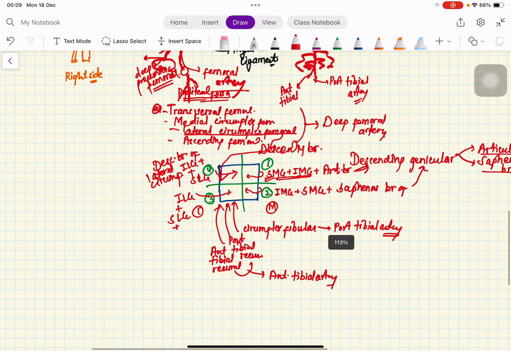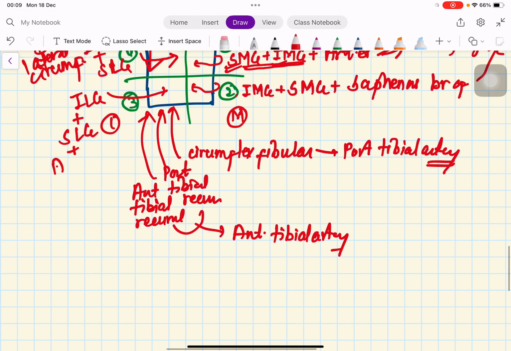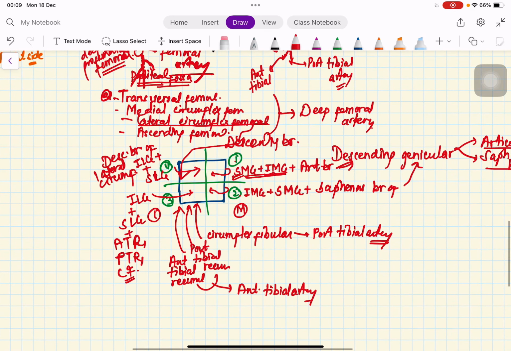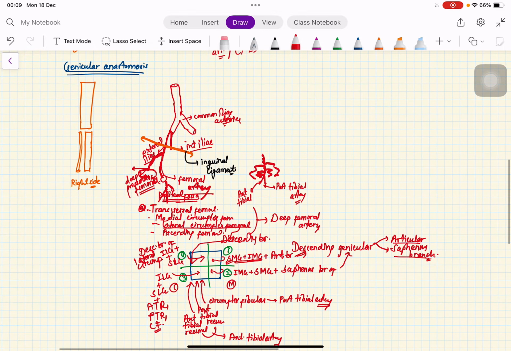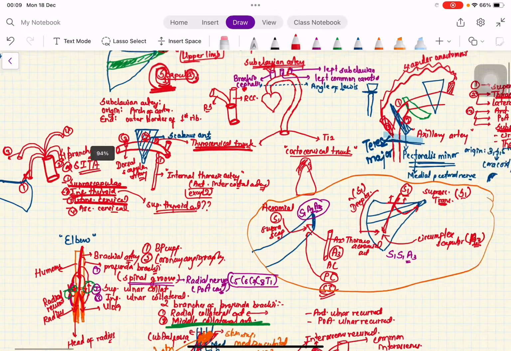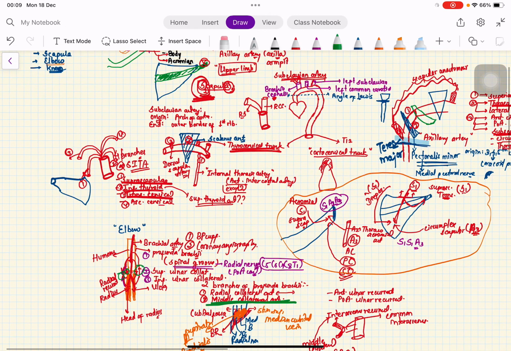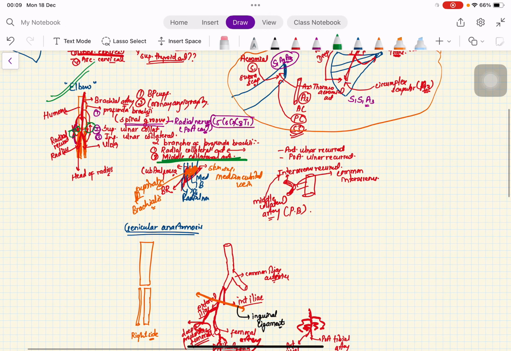Okay, yes. So here is the anterior tibial recurrent, posterior tibial recurrent, and then the circumflex fibular artery. So these are the anastomoses around different parts of the body. We talked about the scapular anastomosis, we talked about the elbow anastomosis, and then we talked about the genicular anastomosis.